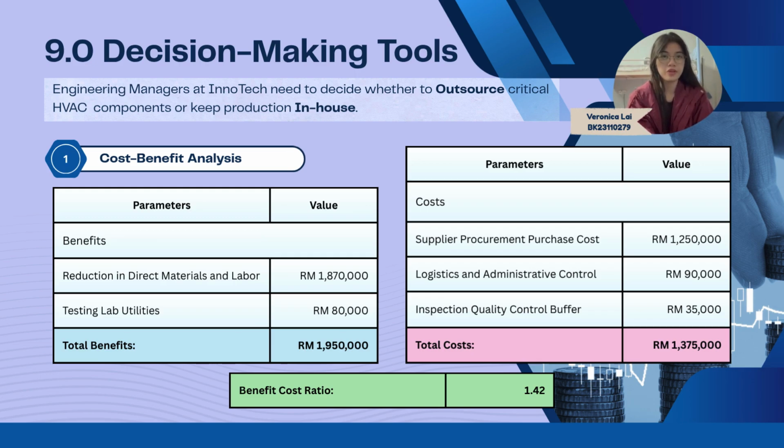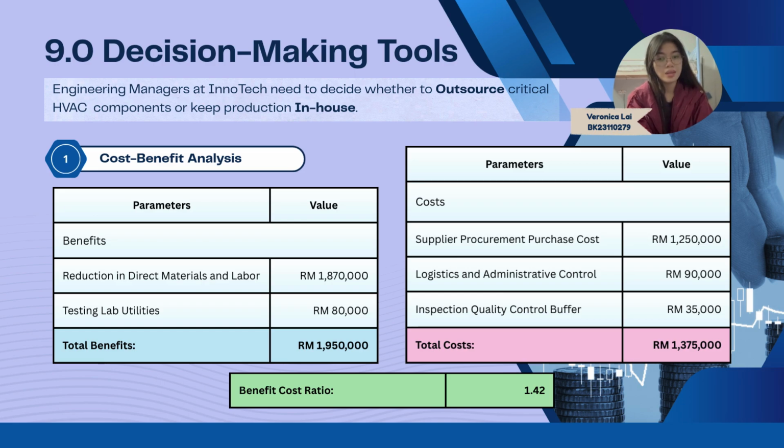Hello, my name is Veronica with matrix number BK2311029, and I will be covering 9.0, which focuses on the decision-making tools used by Inotech Manufacturing to guide their strategic planning. Specifically, we will look at how they need to decide whether to outsource critical HVAC components or keep production in-house. To make this decision, two main quantitative tools are applied, which are the cost-benefit analysis and decision tree analysis.